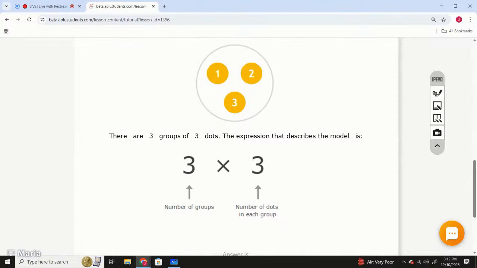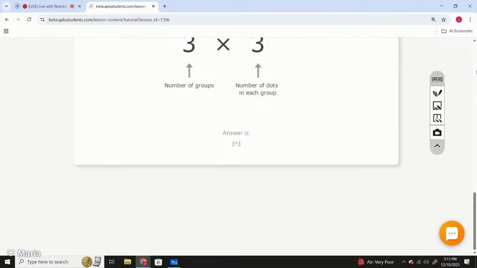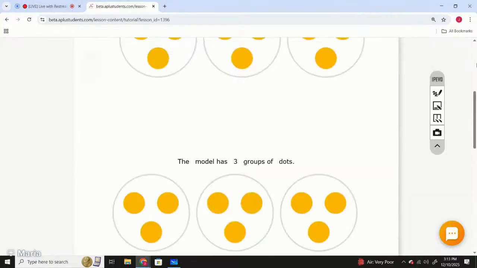So that is 3 times 3. We have three groups and each group has three dots. So this model represents 3 times 3, right? Let's just start with the test questions.